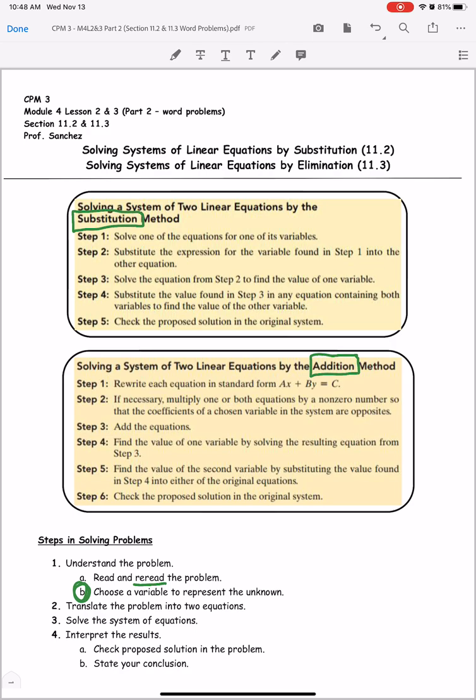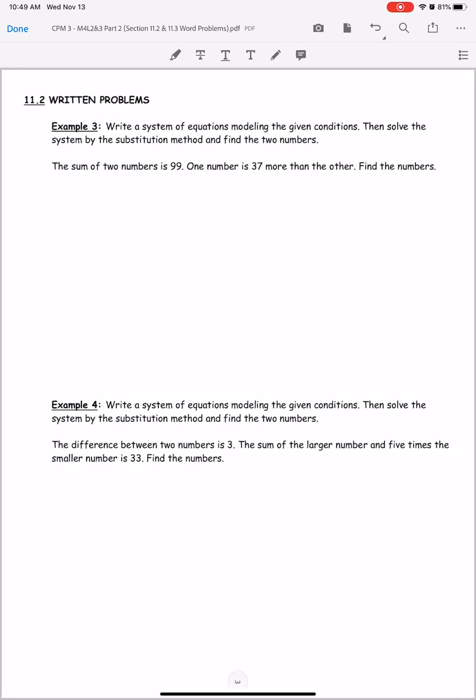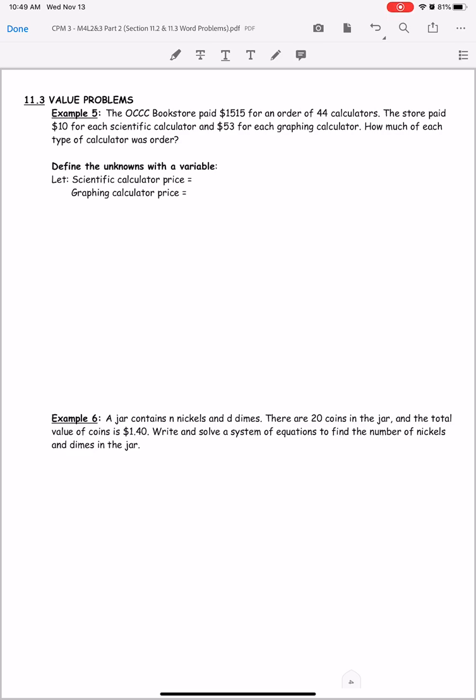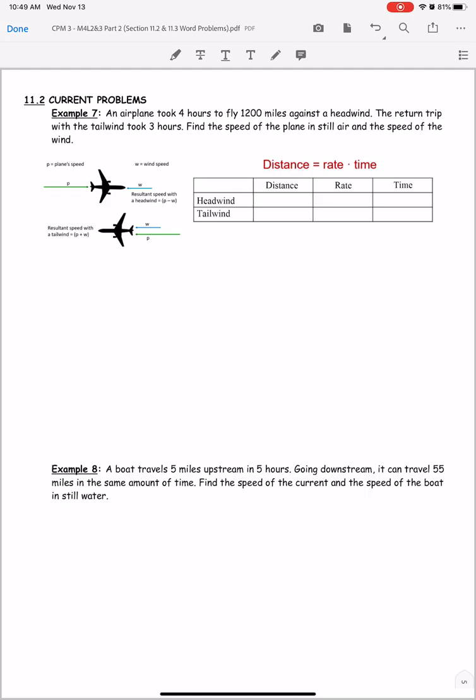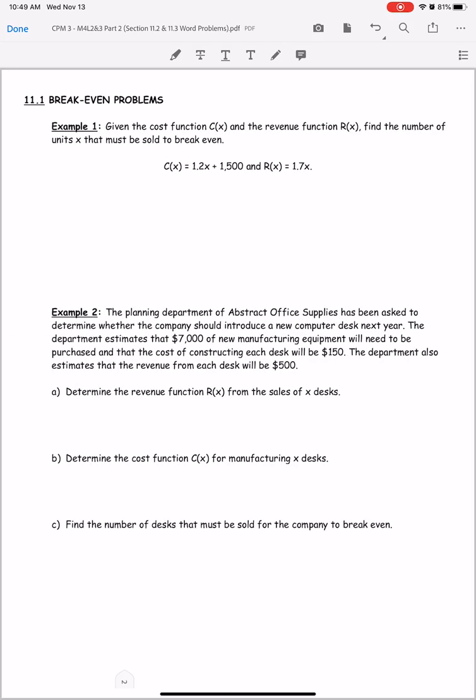Okay, so we have 4 different types of problems. We've got break-even problems, and we're going to do 2 examples. We have written problems, 2 examples. We have value problems, 2 examples. And then we're going to do current problems, and, you guessed it, 2 problems. We've got 8 problems total to do here. I've set this up so it starts out with the easiest type of problem and works its way up to the hardest types.